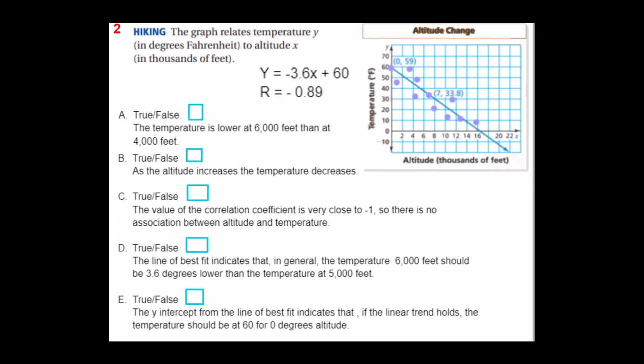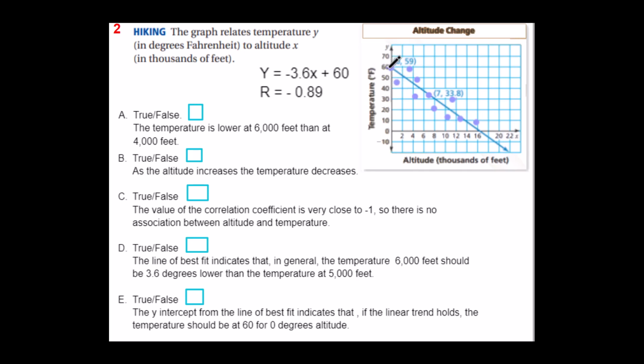Question number 2 is about hiking. The graph relates temperature, which is going to be our y, and altitude, which is what we have on our x-axis. If I look, I'm counting by 2s on the x-axis. On the y-axis, I'm going up by 10s: 0, 10, 20, 30, and so forth.